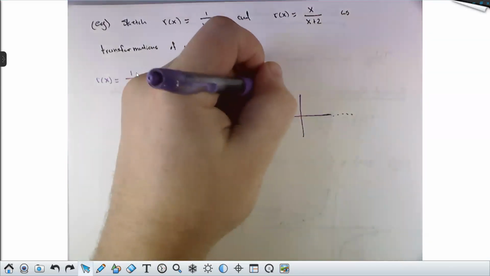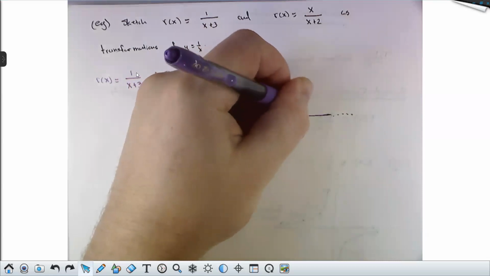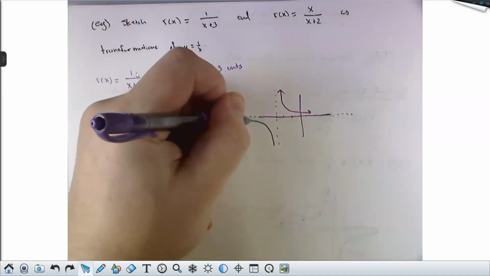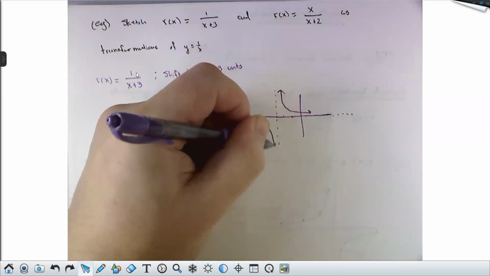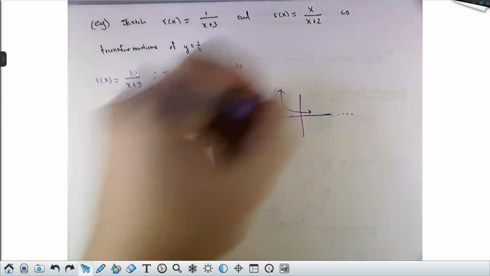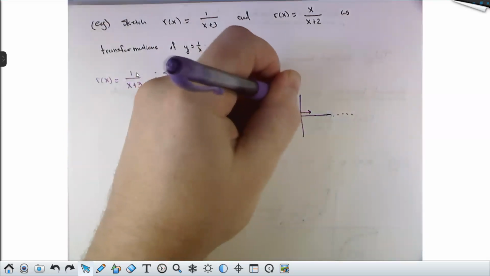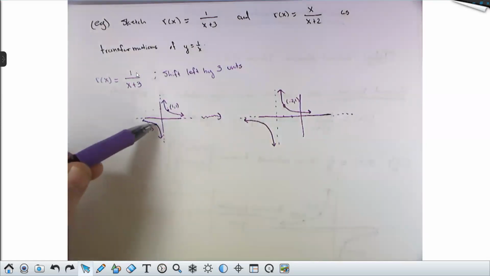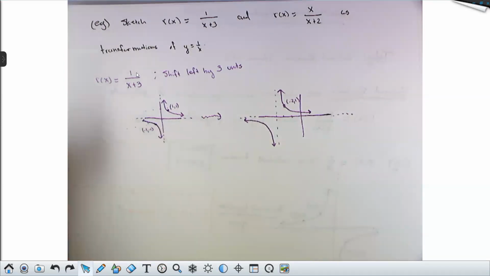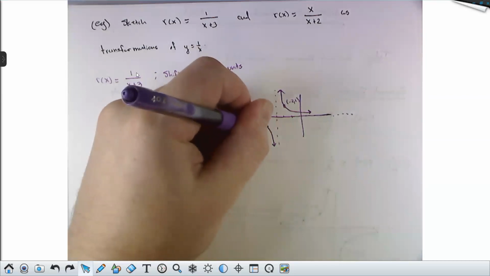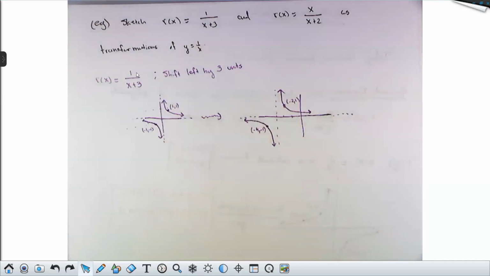And then I just draw that same shape, only now it's over here. If I take the point 1, 1 and I drag it to the left 1, 2, 3, that's going to be at -2, 1. And you can see that here. If I take the point -1, -1 and drag it left 1, 2, 3, it's going to be at -4, -1. So this would be my graph.